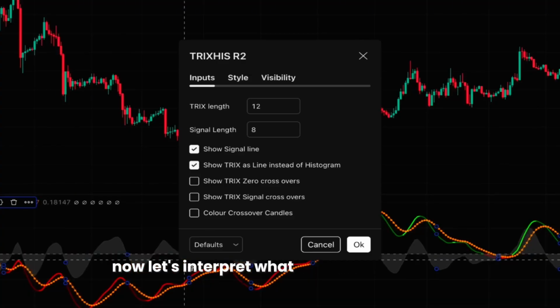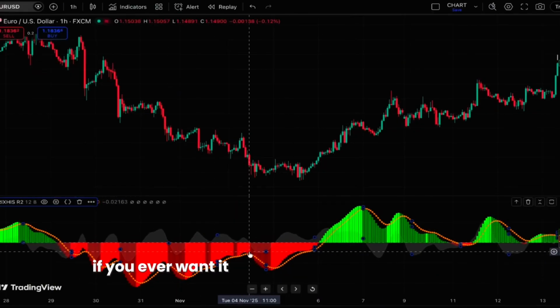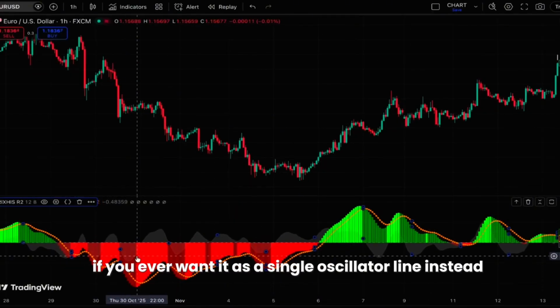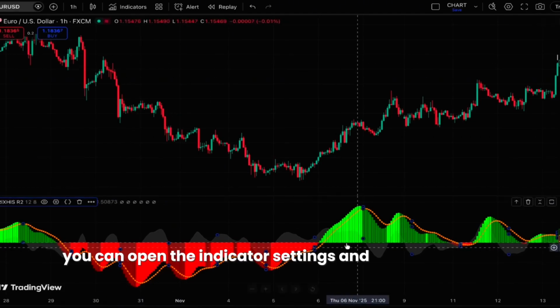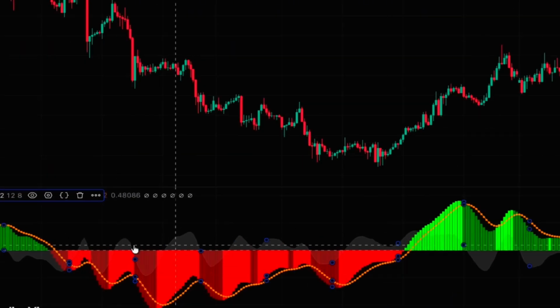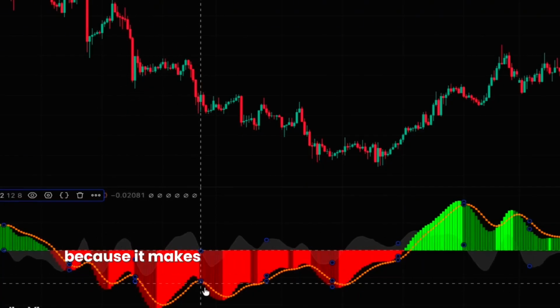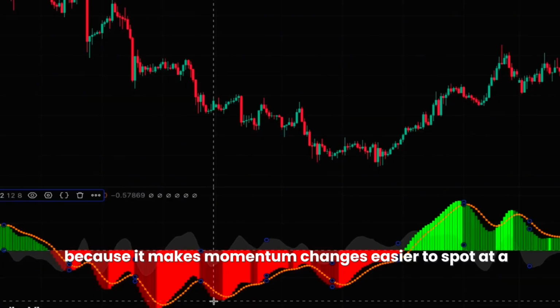Now let's interpret what you see on the screen. By default, TRIX is displayed as a histogram. If you ever want it as a single oscillator line instead, you can open the indicator settings and switch the display option so TRIX is shown as a line rather than bars. For this explanation, we'll stick with the histogram because it makes momentum changes easier to spot at a glance.